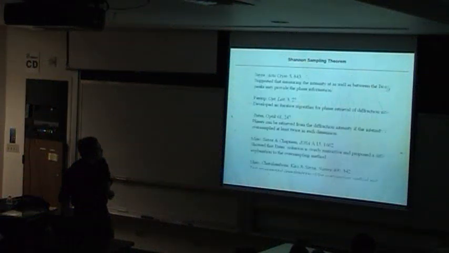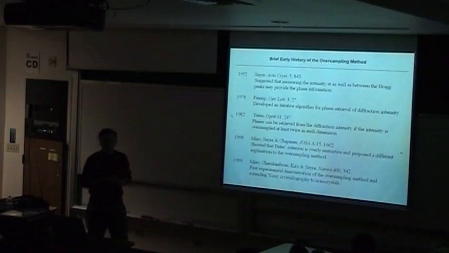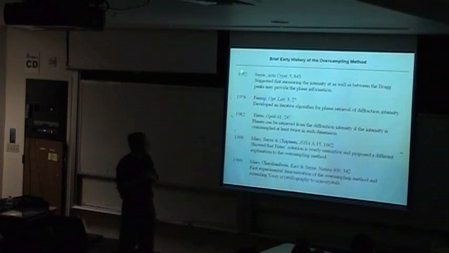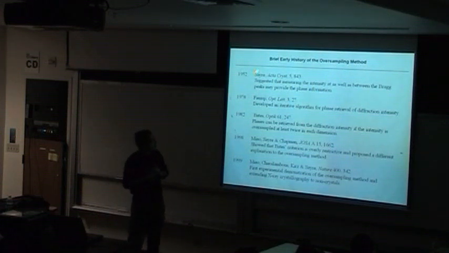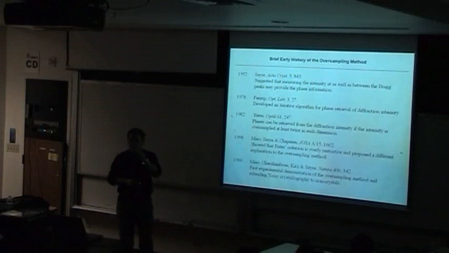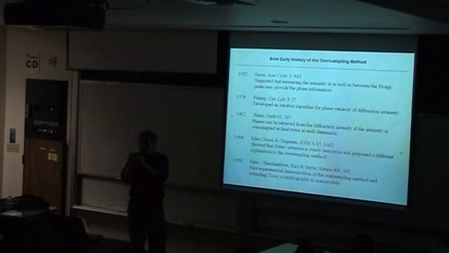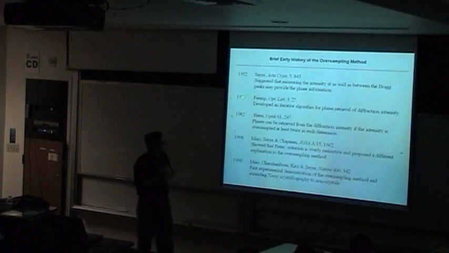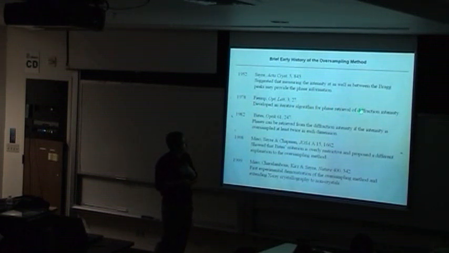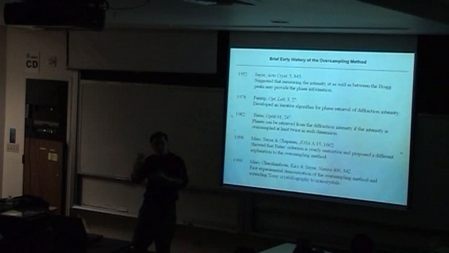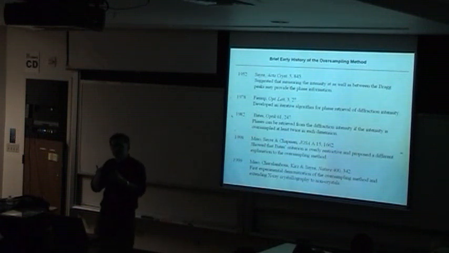Okay, so I'm going to talk about a technique called the oversampling method to solve the phase problem. This is just a brief early history of the oversampling method. David Sayre first, in a very short, half-page paper with no equations, just intuition, thought that if you measure the intensity at the Bragg peaks, but also between the Bragg peaks, then you may be able to get the phase information. I'm going to explain in detail later, okay? And then Fienup developed an iterative algorithm for phase retrieval of diffraction intensity. But he didn't understand under what condition the phase can be retrieved, so what's the reason why the phase is reconstructible?